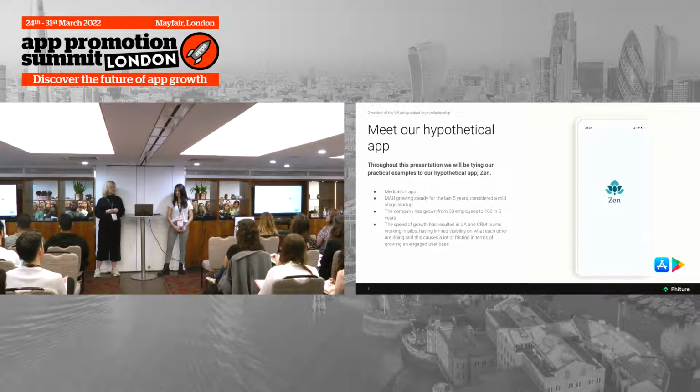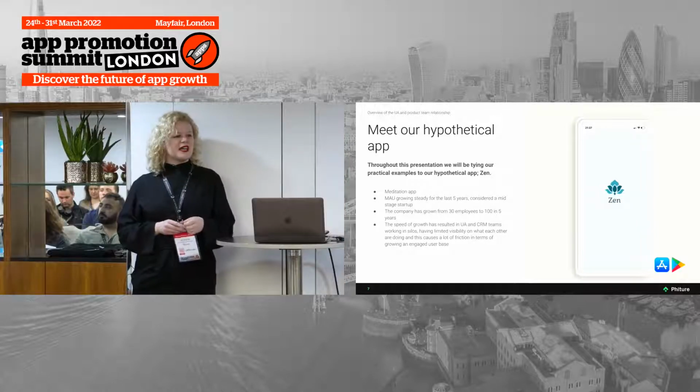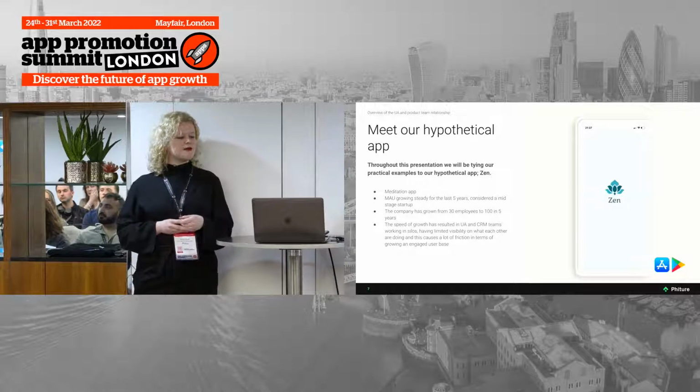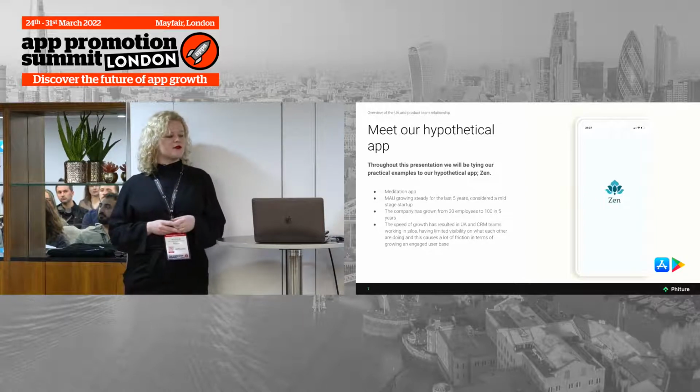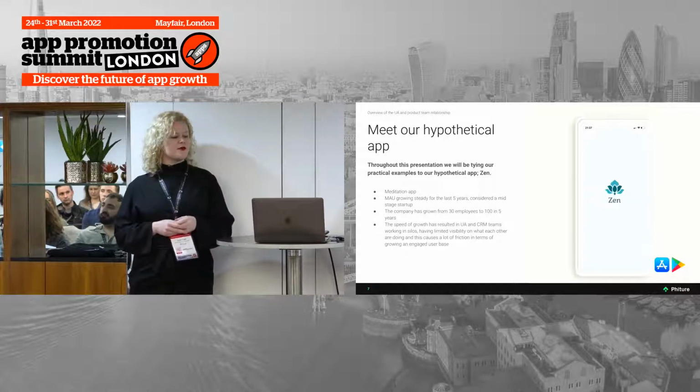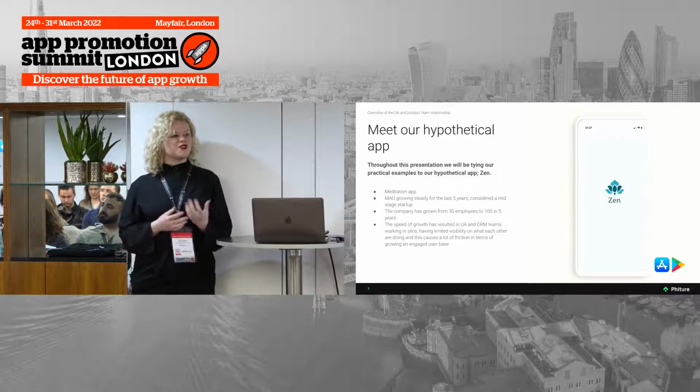So Zen has been growing steadily for the last 5 years in terms of MAU. It's what we would consider a mid-stage startup. The company has grown from 30 employees to over 100 in the last 5 years. And even though the speed of growth is impressive, it's resulted in scenarios where user acquisition and CRM teams are working in silos. They have limited visibility on what each other are doing. And this causes a lot of friction in terms of growing an engaged user base.